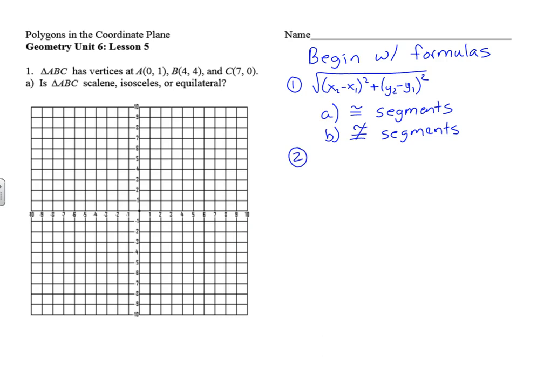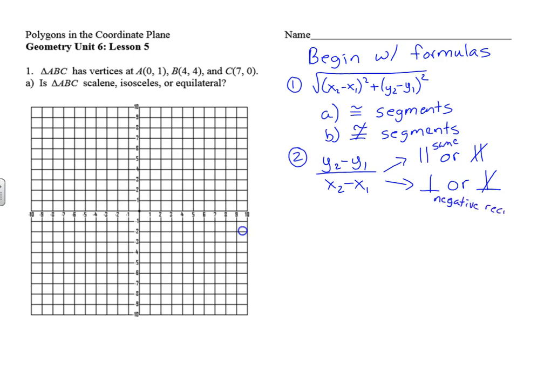Then we have our slope formula, which is y2 minus y1 over x2 minus x1. It's the rise over run. So this would prove parallel or not parallel, but it also could prove perpendicular or not perpendicular. Same slope is what we're looking for with parallel. For perpendicular, it's when the slopes are negative reciprocals.